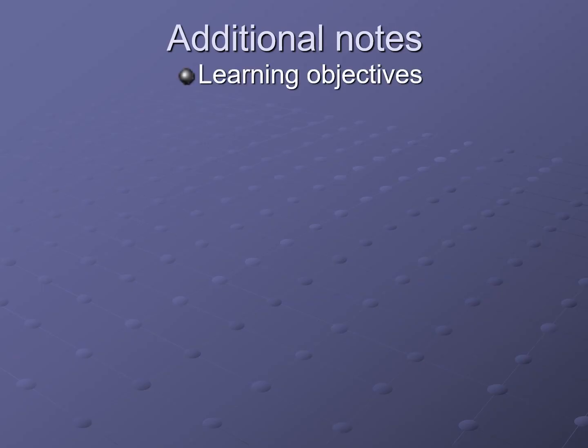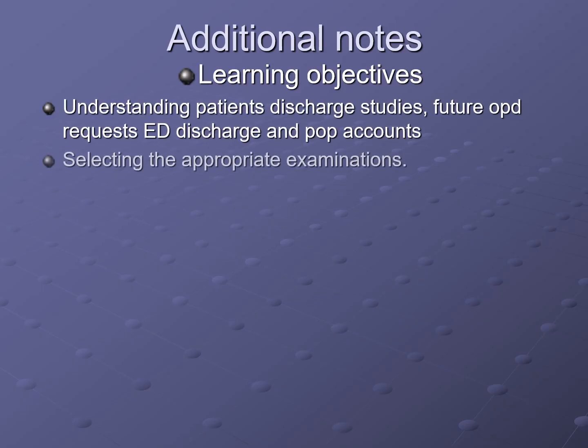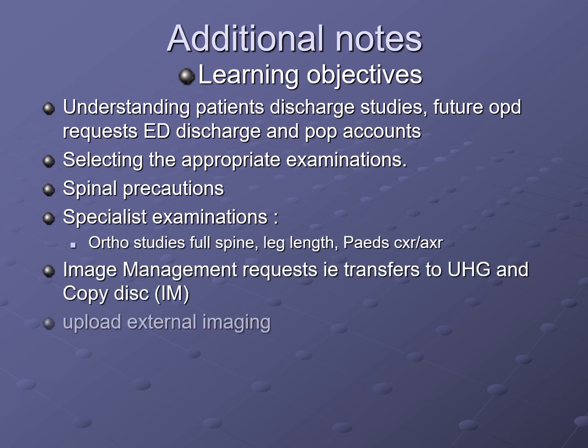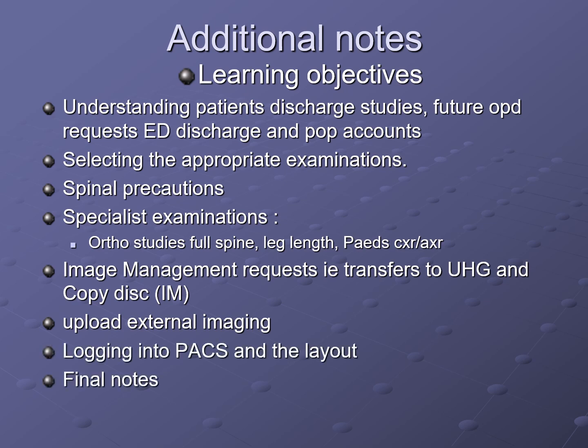In the next section, the learning objectives are understanding patients for discharge and outstanding requests, selecting the appropriate examinations, spinal precautions, special examinations, image management studies such as transfer to UHG and copy disks, uploading of external images, the PACS system layout, some final notes, and logging into the system and setting your password.